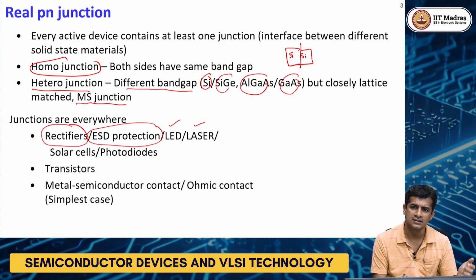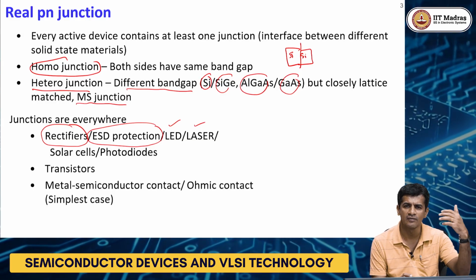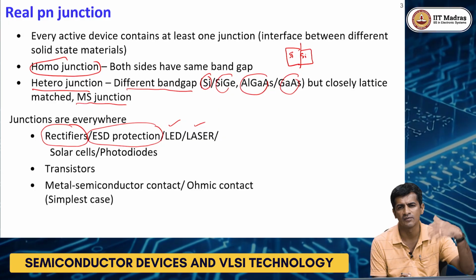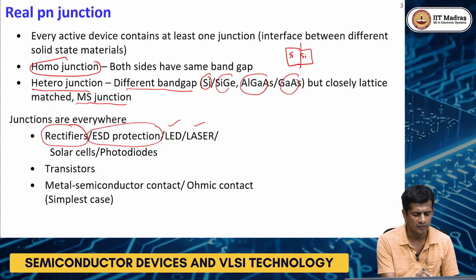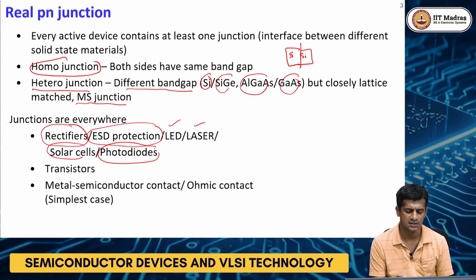And the PN junctions are also used in light absorbing devices, where you extract the light and convert it. This is a kind of energy conversion. You convert from light energy to electrical energy, for example, solar cells and photodiodes. So they all consist of PN junctions.